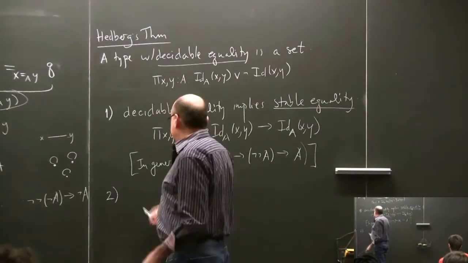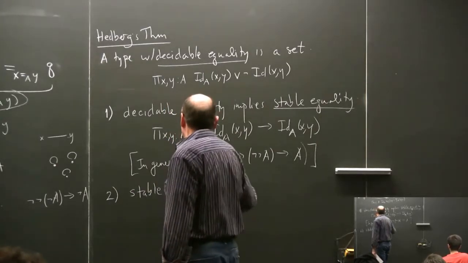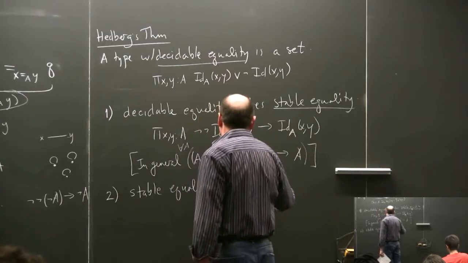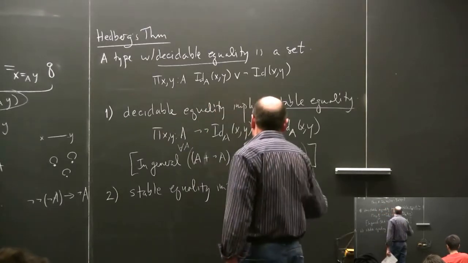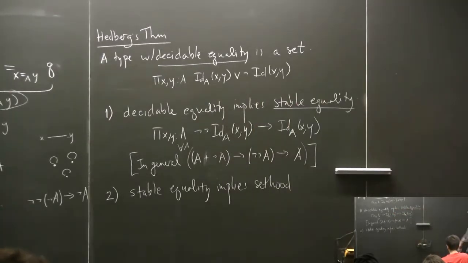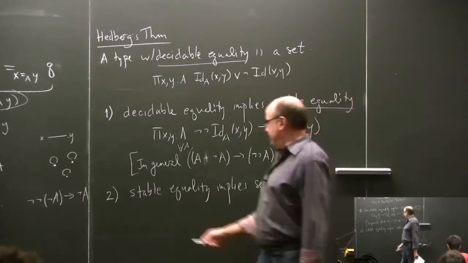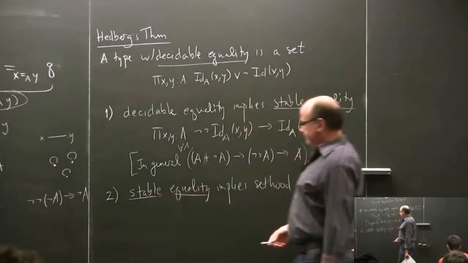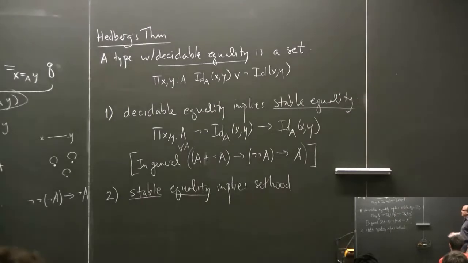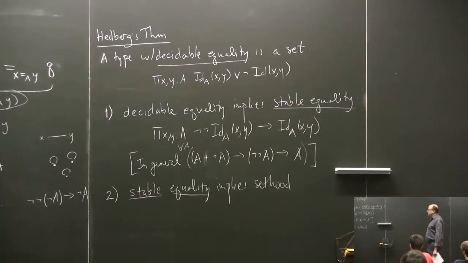Then the other thing is that what we're really going to prove is that stable equality implies sethood. All right, write it like that. Since this is so trivial, you could just as well say Hedberg's theorem is: every type with stable equality is a set. It's just that somehow decidable equality feels more usable, for some reason. It just seems like a nicer way to state the theorem. So that's the idea.